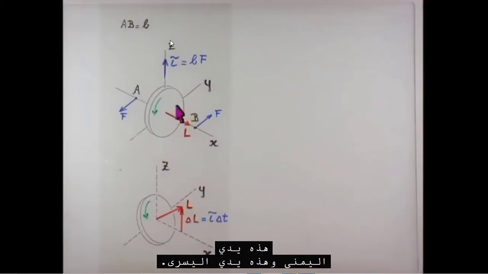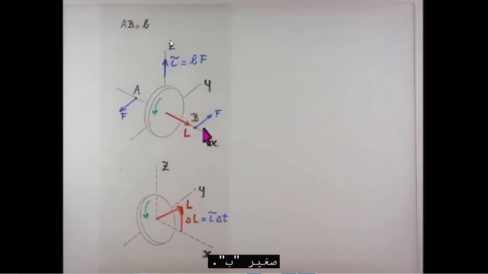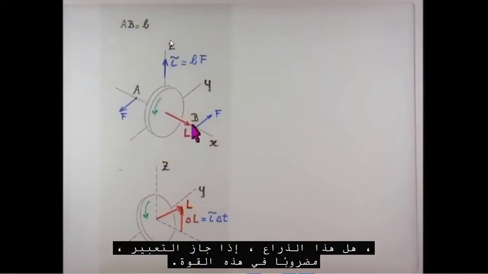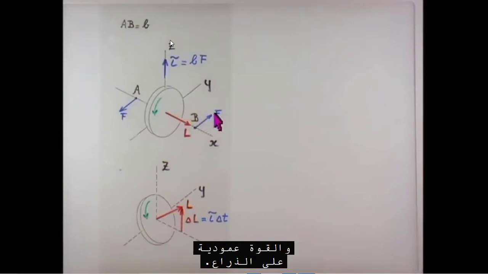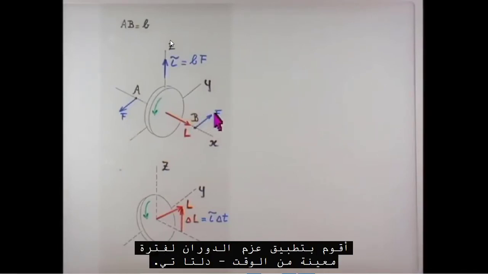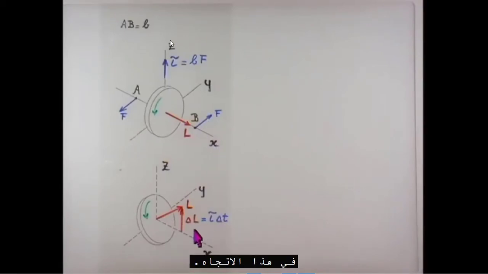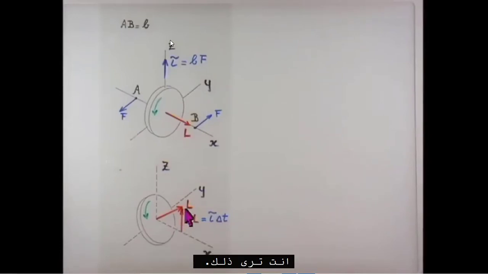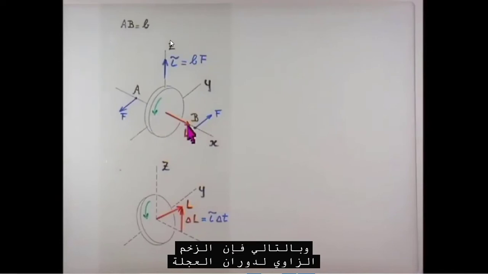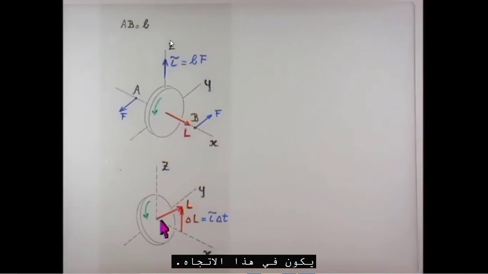This is my right hand, and this is my left hand. The separation between my right and left hand is little b. So the torque that I apply is Bf. It's this arm, so to speak, times this force, and the force is perpendicular to the arm. I apply a torque for a certain amount of time, delta t. When I do that, I add angular momentum in this direction. But the wheel was spinning in this direction, you see it, and so the angular momentum of spin of the wheel is in this direction.